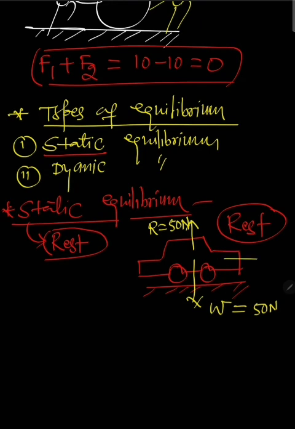Now in the horizontal direction we are not applying any force. This side there is no force, this side also there is no force. So as we see, this car is in rest position and the net force acting on it is 0, means these forces are not going to produce any effect. So this type of equilibrium is called static equilibrium.